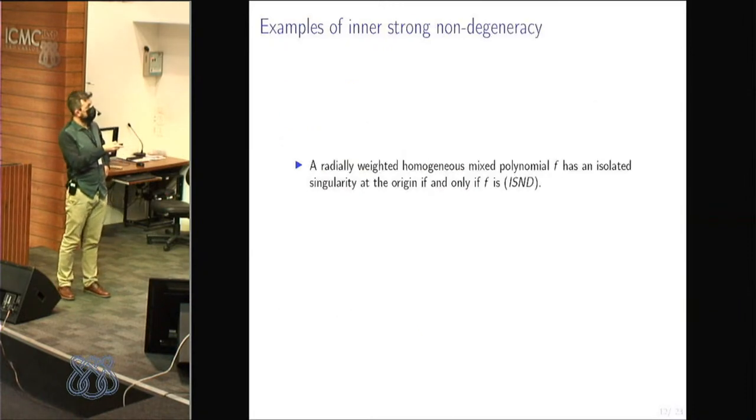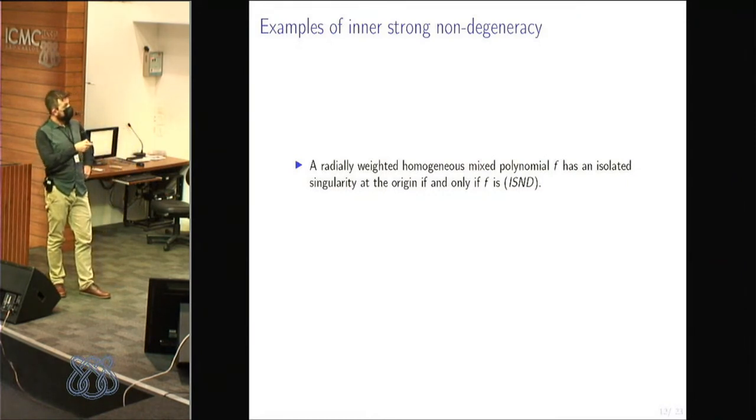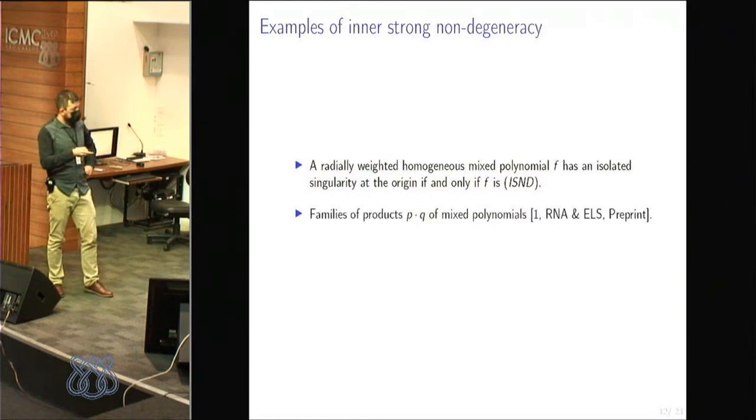And I would like to give you an example. If we have a radially weighted homogeneous mixed polynomial, then F has an isolated singularity if and only if F is inner strong non-degenerate. Then for this class of mixed polynomials, this condition is necessary and sufficient. But we would like to look for other classes of polynomials that are not only radially weighted homogeneous. The second example of inner strongly non-degenerate polynomials is given by a family of products.